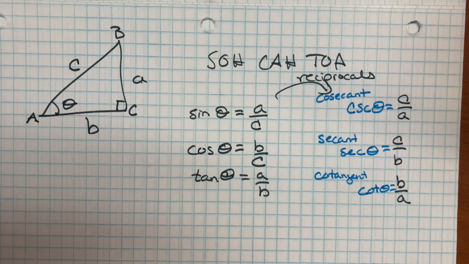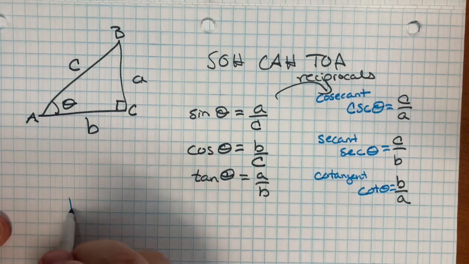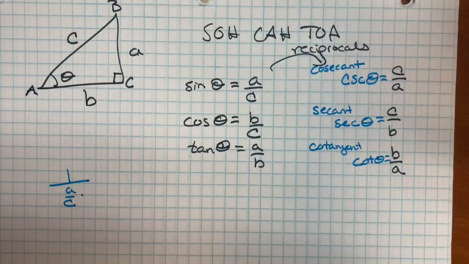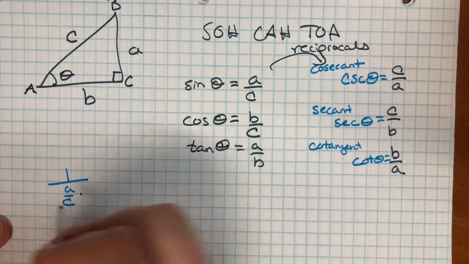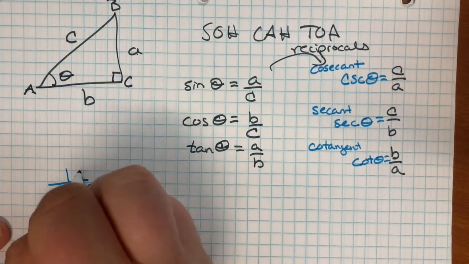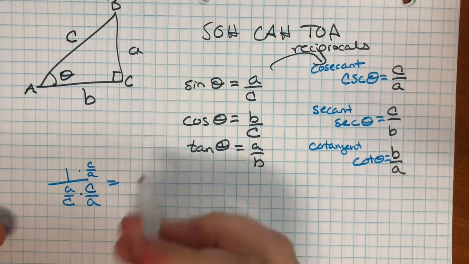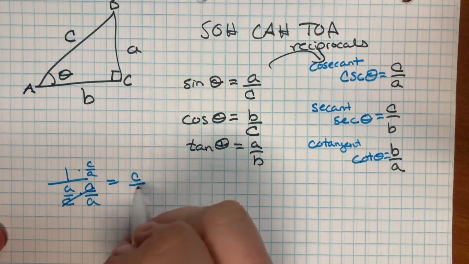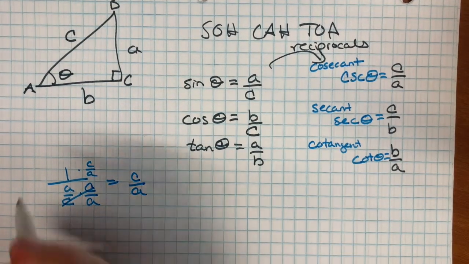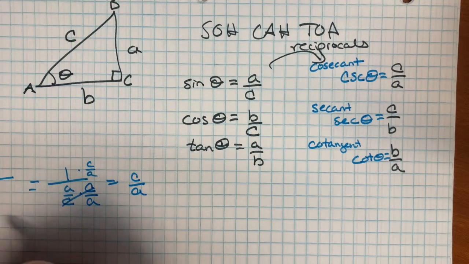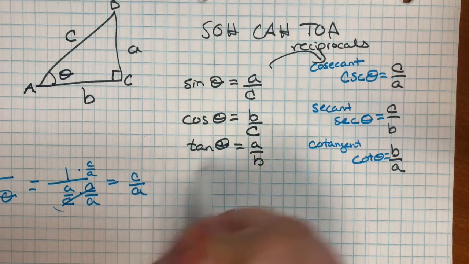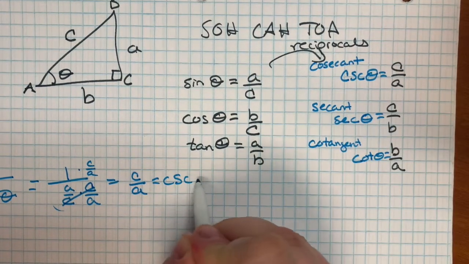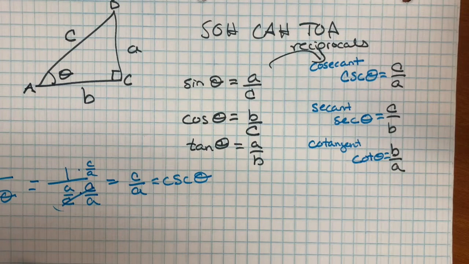And now note, if we take 1 over A over C, if we multiply the top and the bottom by C over A, we get A over C times C over A gives us 1, over C over A. But what was A over C? 1 over A over C is sine of theta. And what was C over A? Cosecant of theta. And so 1 over sine is cosecant of theta.